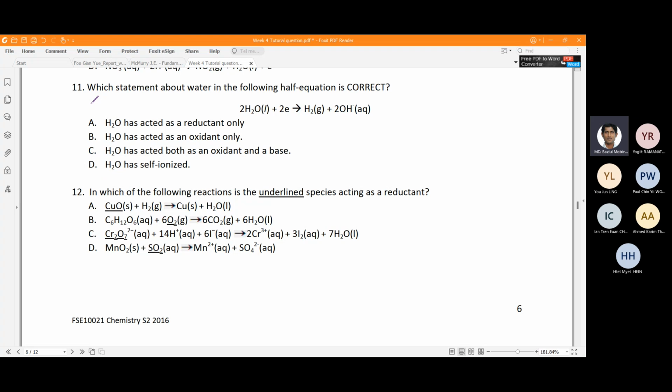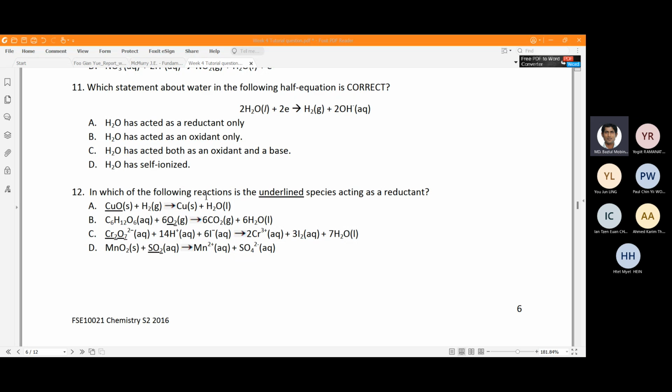Question number 11. Which statement about water in the following half reaction is correct? Right. So water and 2 electrons gives hydrogen gas and hydroxide ions. It is stating this. So there are four different options given.